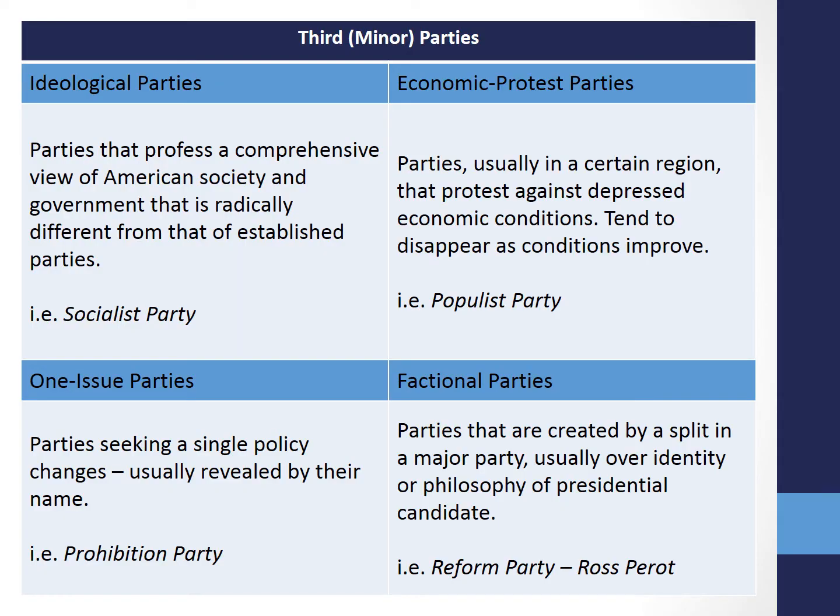Now, there are different types of third parties. First, there's the ideological parties, and these parties are most likely to endure or to last for a long time. Libertarian and Green parties are both examples of ideological third parties. These are parties that profess a comprehensive view of American society and government that's radically different from that of an established political party, like the Republicans or like the Democrats. Another example of one of these would be the Socialist Party.